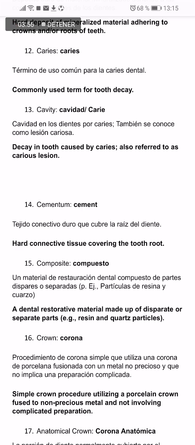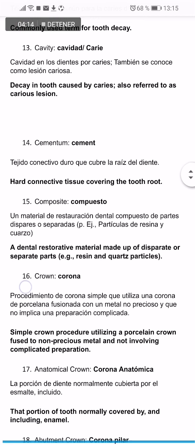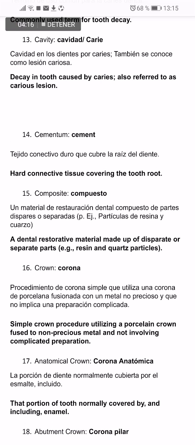Cementum, cemento: hard connective tissue covering the tooth root. Composite, compuesto: a dental restorative material made of disparate or separate parts, for example, resin and quartz particles.